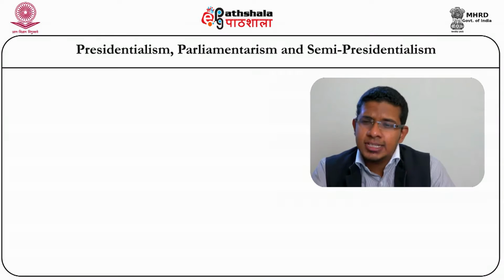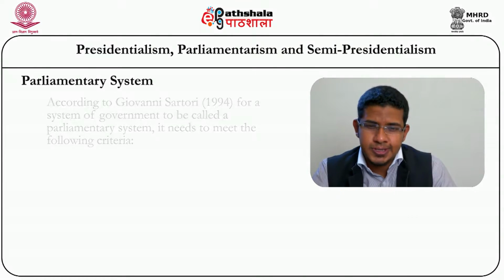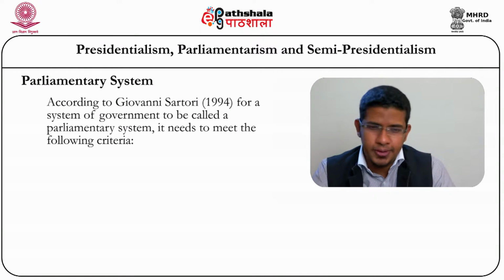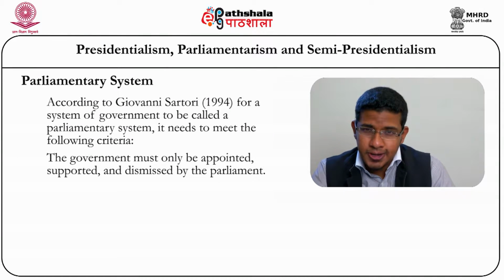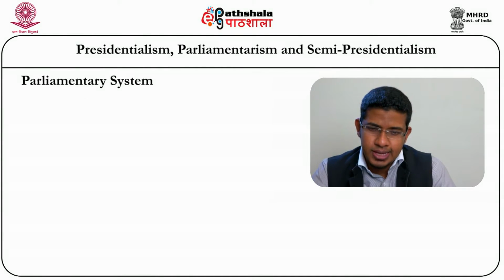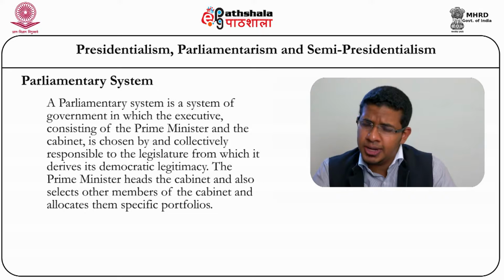Again, according to Giovanni Sartori, for a system of government to be called a parliamentary system, it needs to meet the following criteria. The government must be appointed, supported, and dismissed only by the parliament. So a parliamentary system is a system of government in which the executive, consisting of the prime minister and the cabinet, is chosen by and collectively responsible to the legislature. The prime minister heads the cabinet and also selects the members of the cabinet.